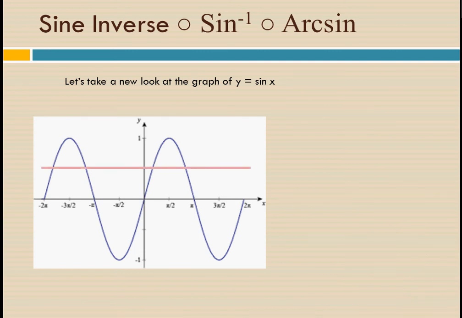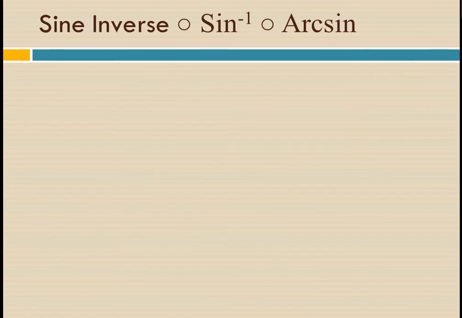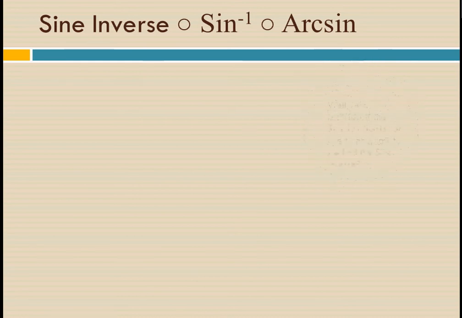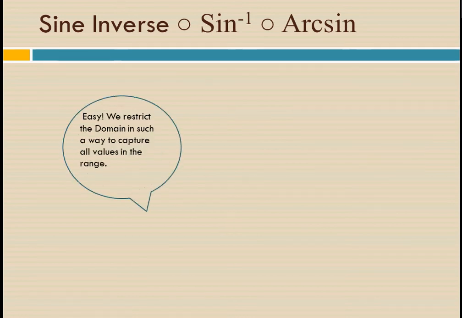So if I draw a horizontal line through the sine graph, this graph actually fails the horizontal line test because a horizontal line crosses the graph more than one time. So the problem is this function is not 1-to-1. Now we just said a few minutes ago it had to be 1-to-1 for the inverse to exist. So at this point you might be asking, well, Mrs. McBride, if the sine function is not 1-to-1, how do we find the sine inverse? Well, that's actually an easy concept.